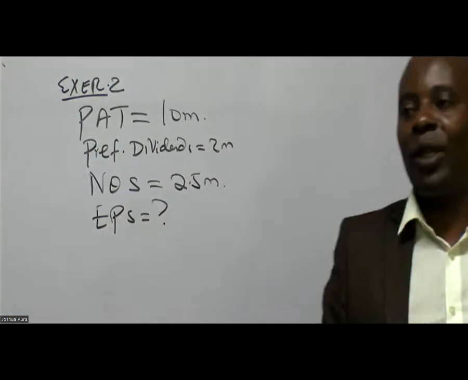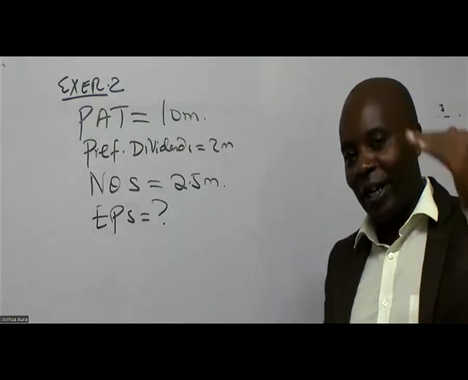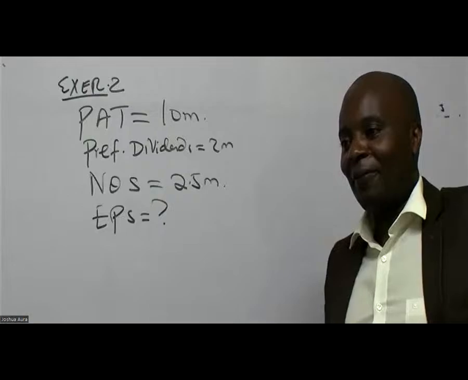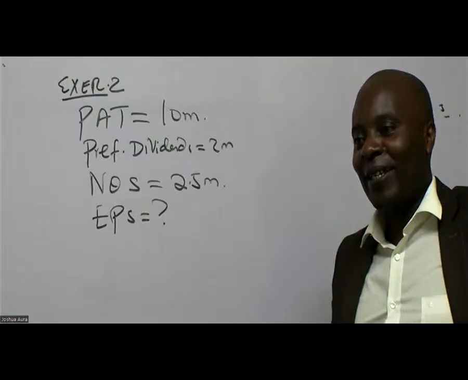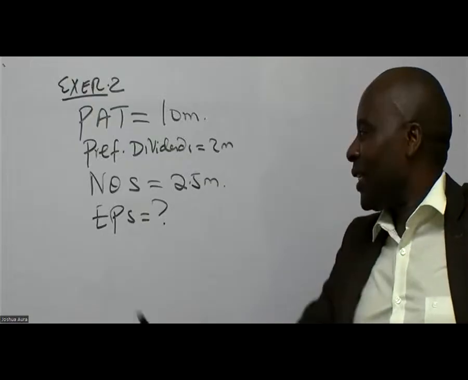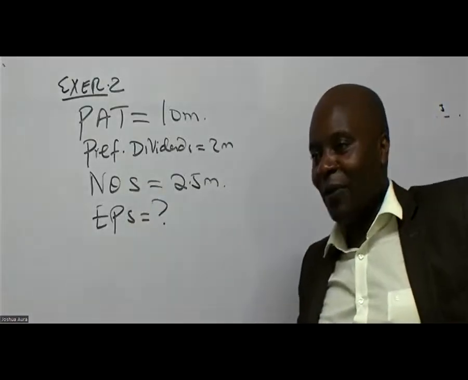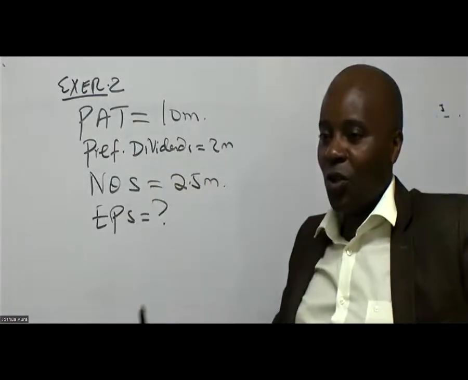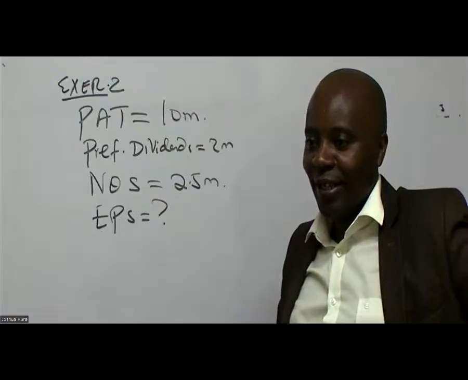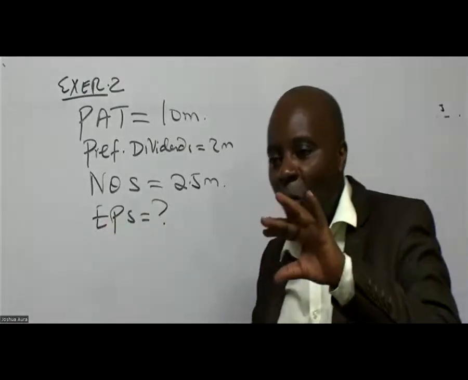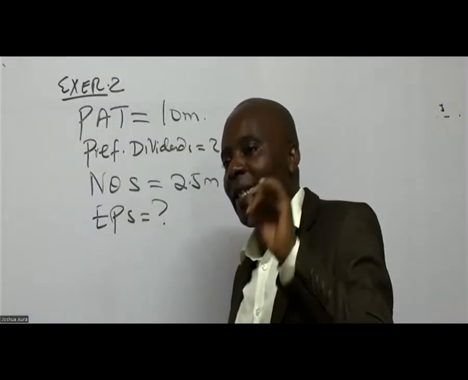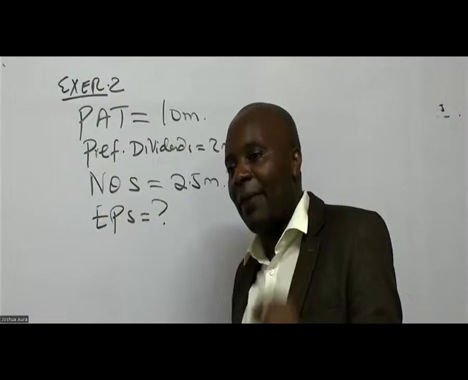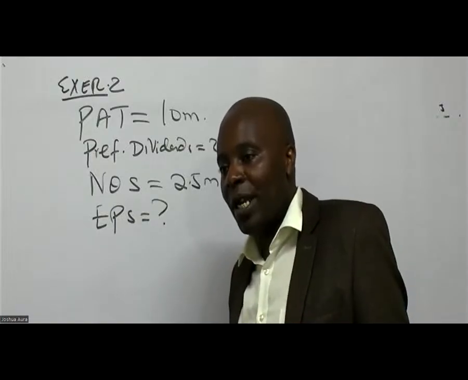But you guys, I know you are above there. You're bright. So they've given us preference dividends, profit after tax, and then we have the number of ordinary shares. Whenever you see NOS, be it in advanced FM or advanced FR, NOS stands for number of ordinary shares.